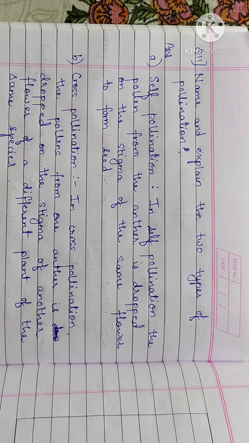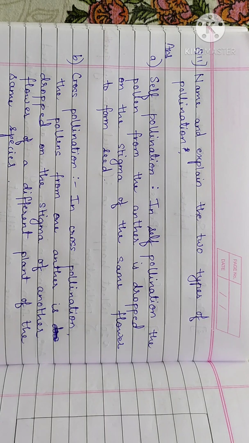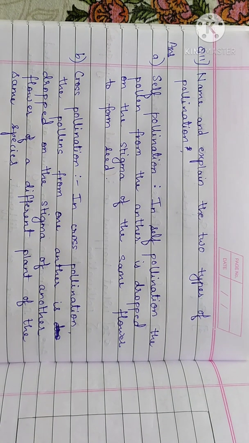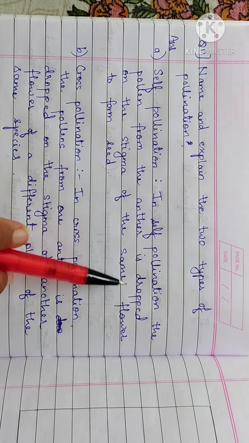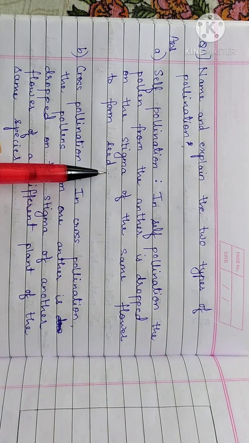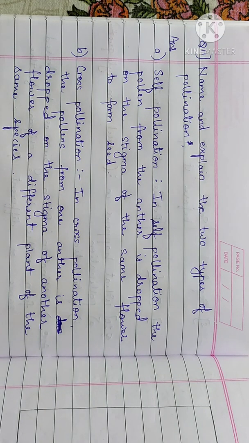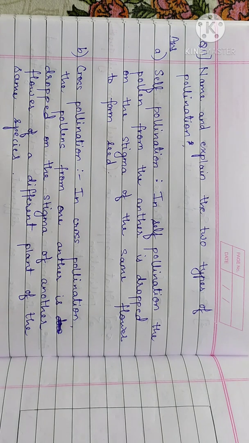Now the next question is, name and explain the two types of pollination. As I told you, there are two types of pollination. The first one is self-pollination and the other is cross-pollination. What happens in self-pollination? In self-pollination, the pollen from the anther is dropped on the stigma of the same flower to form the seed. So in self-pollination, the anther and the stigma are of the same flower. The pollen from the anther gets dropped on the stigma of the same flower and then it forms a seed.